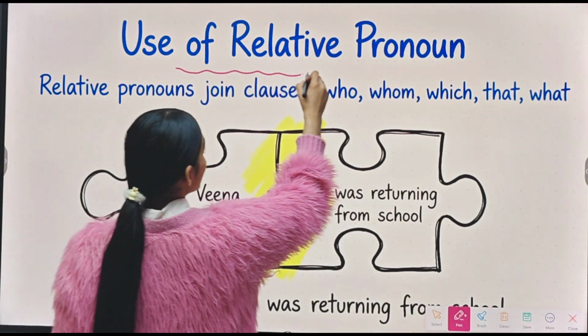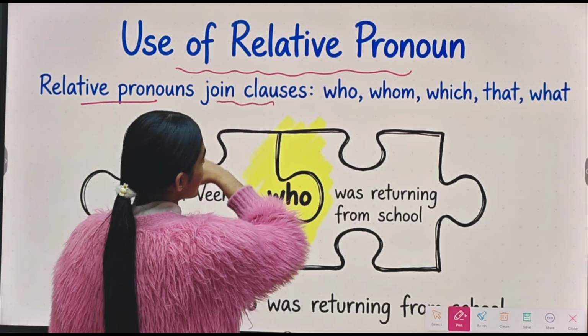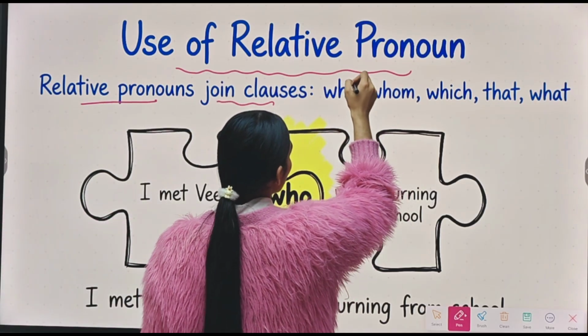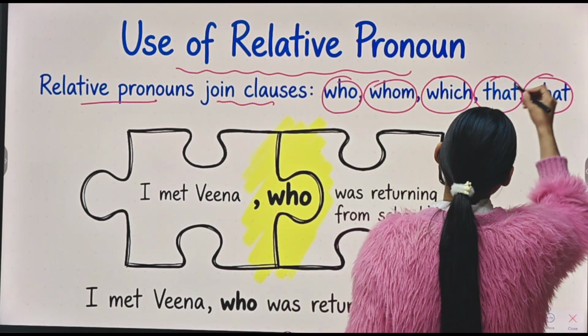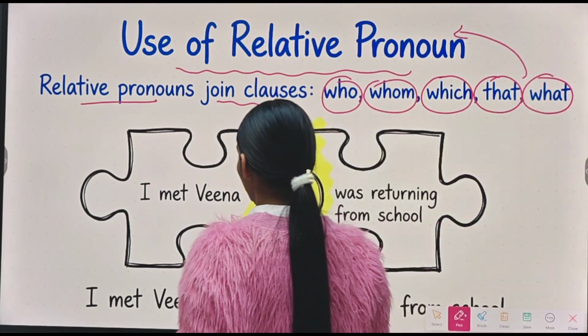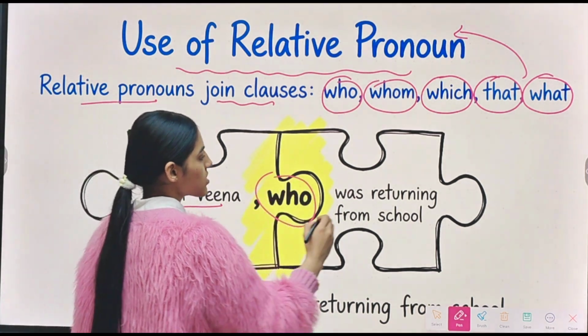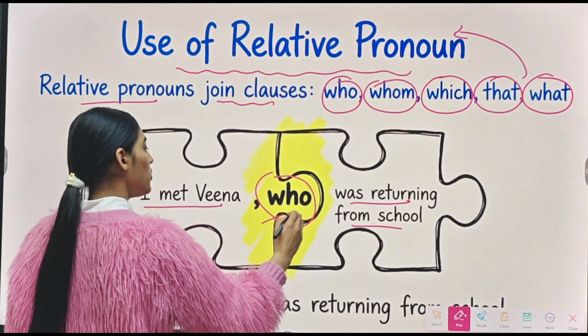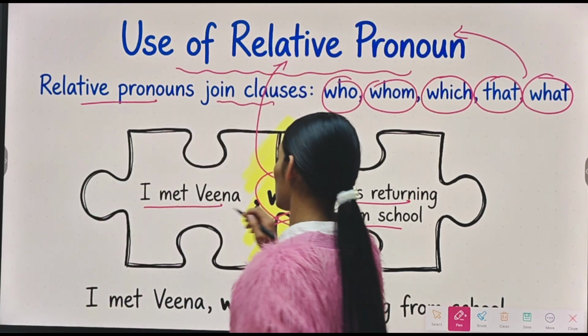So, use of relative pronoun. Let's see, relative pronouns are used to join the clauses. So let's see which are relative pronouns: who, whom, which, that and what. They all are relative pronouns. So let's see an example. I met Veena who was returning from school. So here who is behaving as a relative pronoun which is joining two clauses.